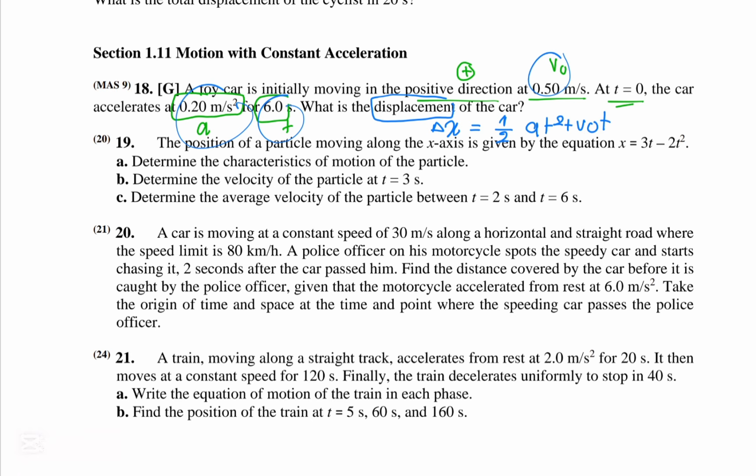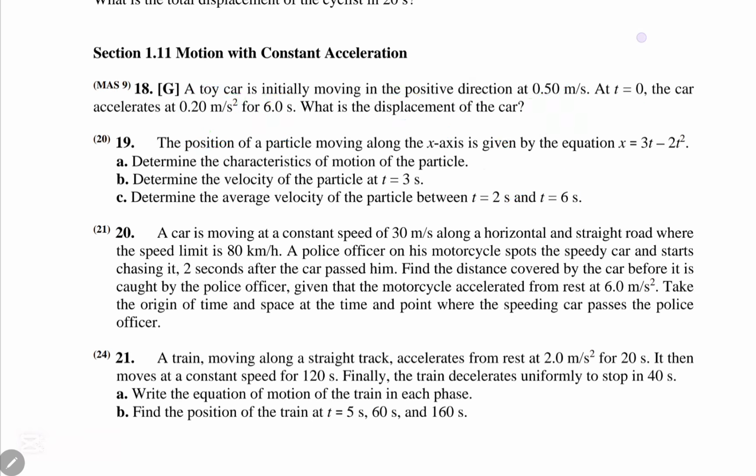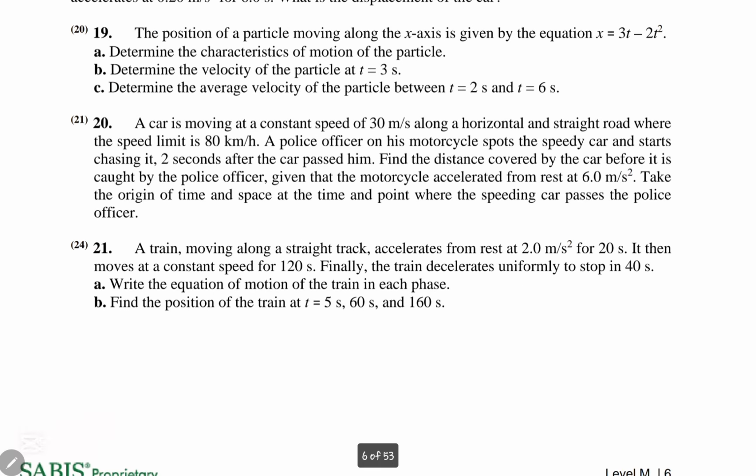So what do we do now? We put it on the calculator. Delta x is equal to 1 over 2 times 0.20 times 6 squared plus 0.50 times 6. You put it on your calculator and you will get 6.6 meters, and that is the displacement of the car. So now we'll move on to question 19.